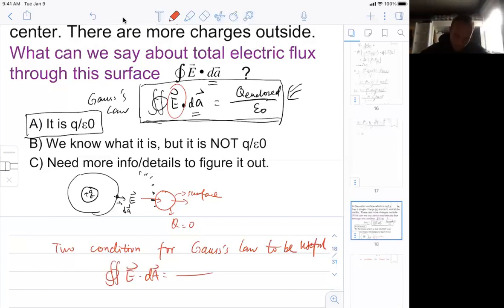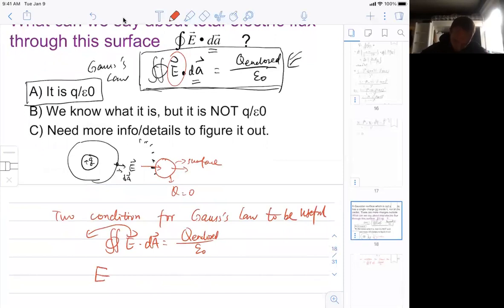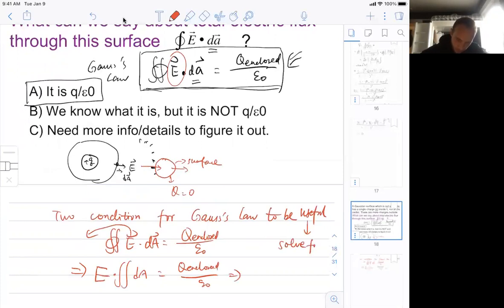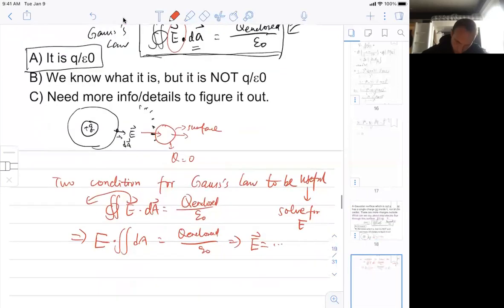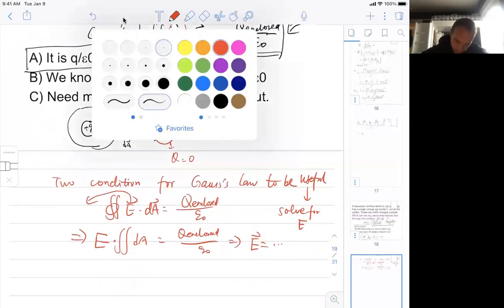Right now, E is inside this integration. For it to be useful, I need to take E out. I need to be able to make this into something like E times some kind of area gives me Q enclosed over epsilon naught, because you're solving for E. Useful means that you are solving for E. So only when you can take E out of the integral can you solve for E is equal to blah, blah, blah, right?